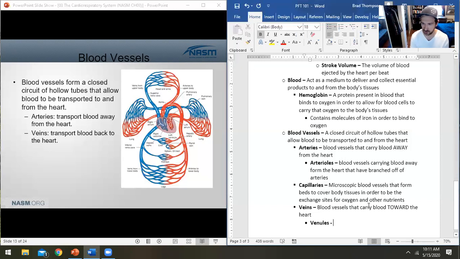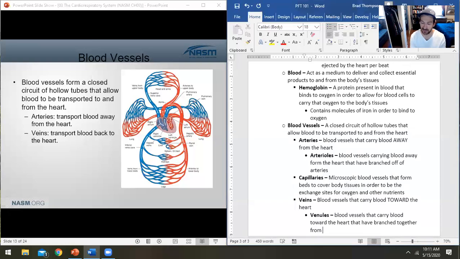So these are blood vessels that carry blood toward the heart after they have branched together. Wait, oh, from capillaries. Yeah.